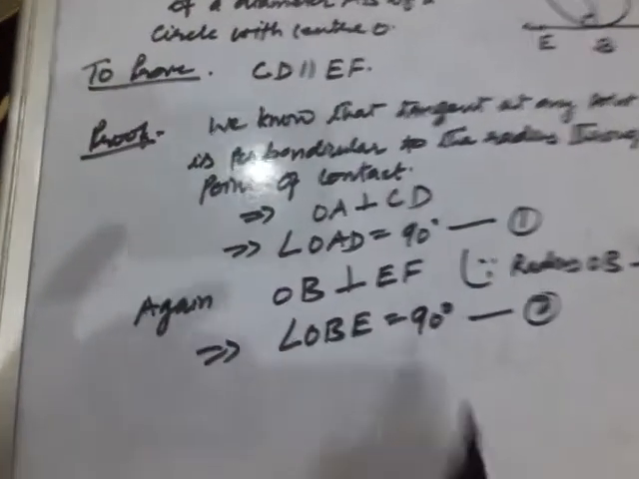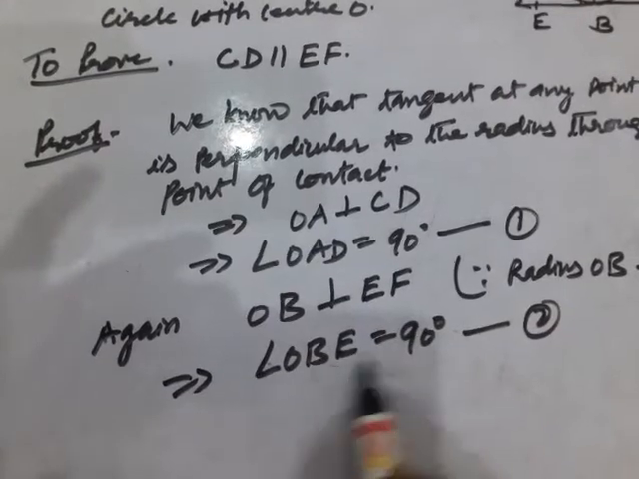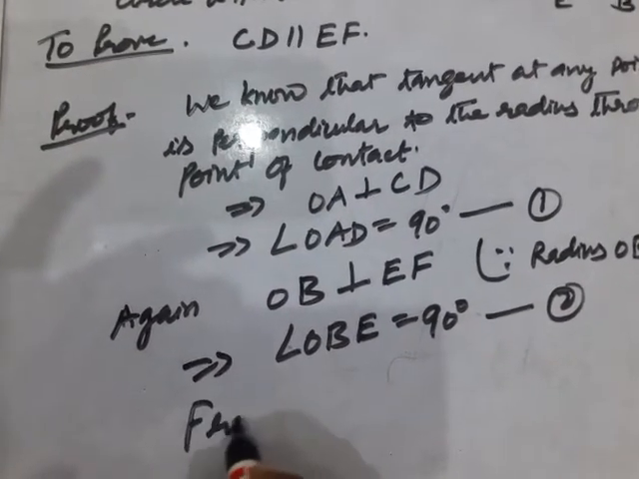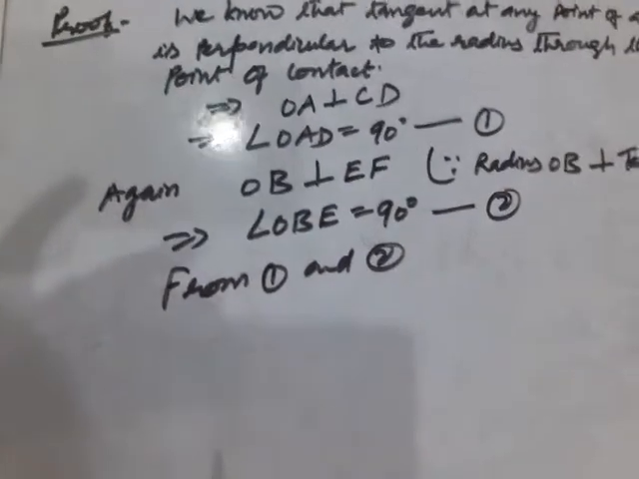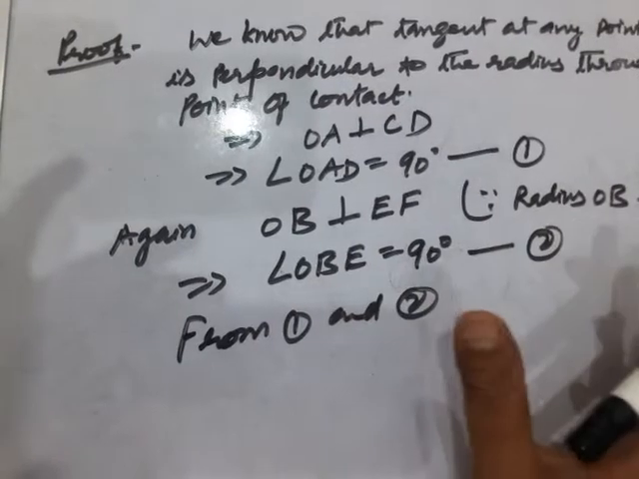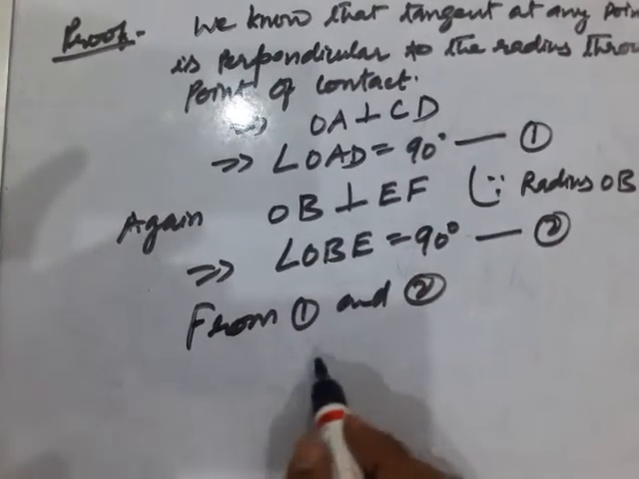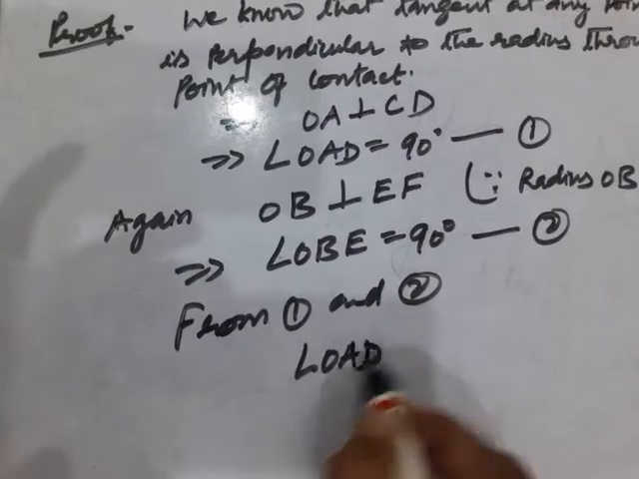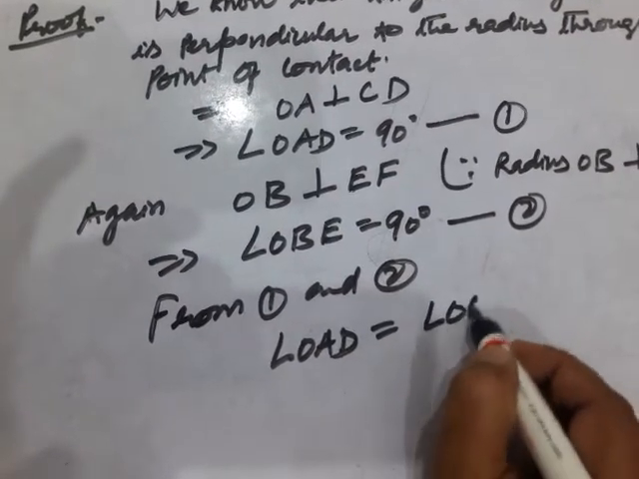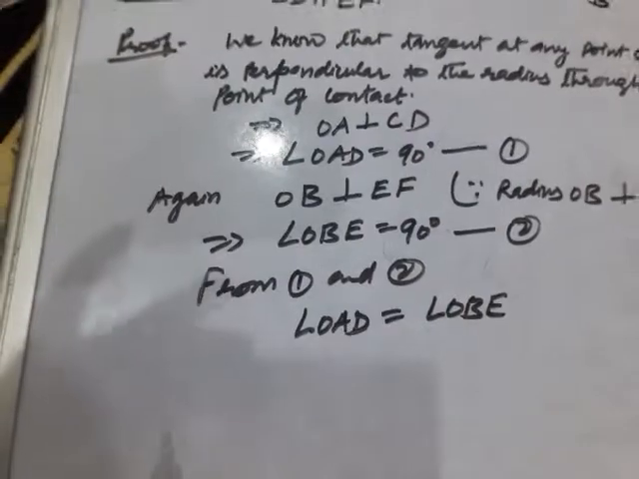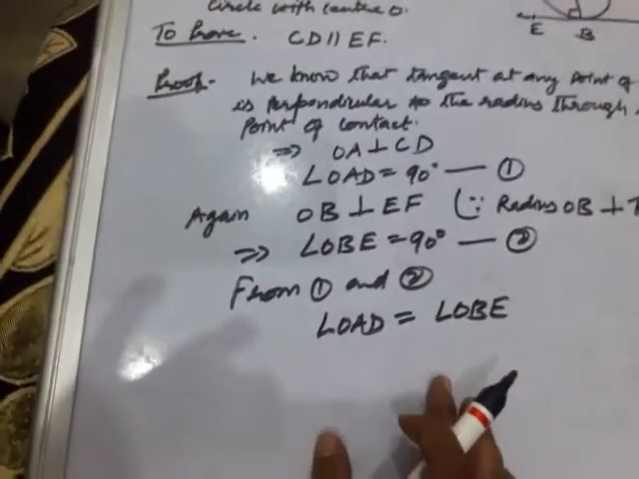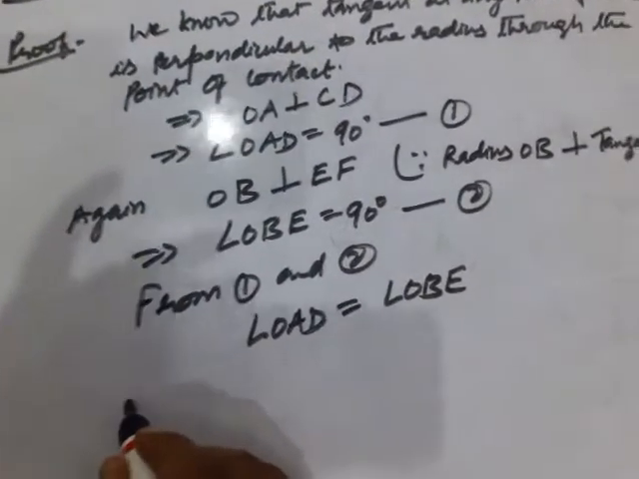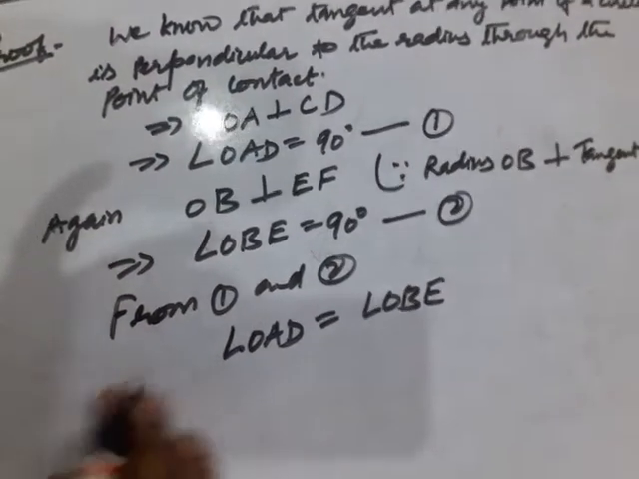See, children, angle OAD is equal to 90 degrees and angle OBE is equal to 90 degrees. This implies, from 1 and 2, what do we see here? Their right hand sides are equal, so the left hand sides will also be equal. This implies that angle OAD is equal to angle OBE. Clear, children?